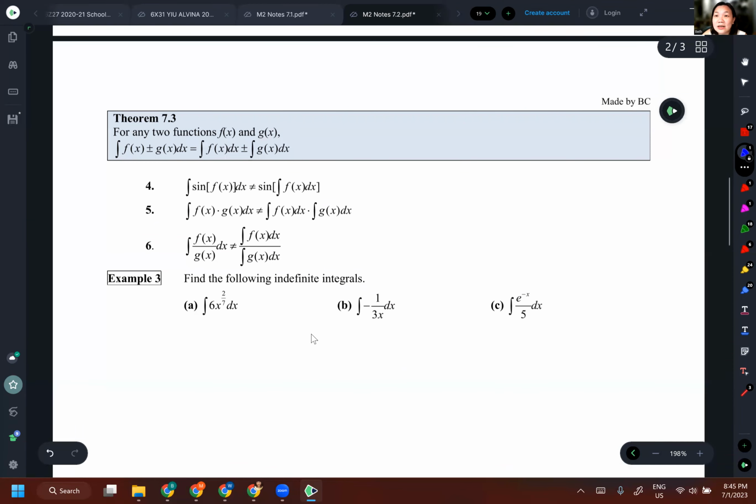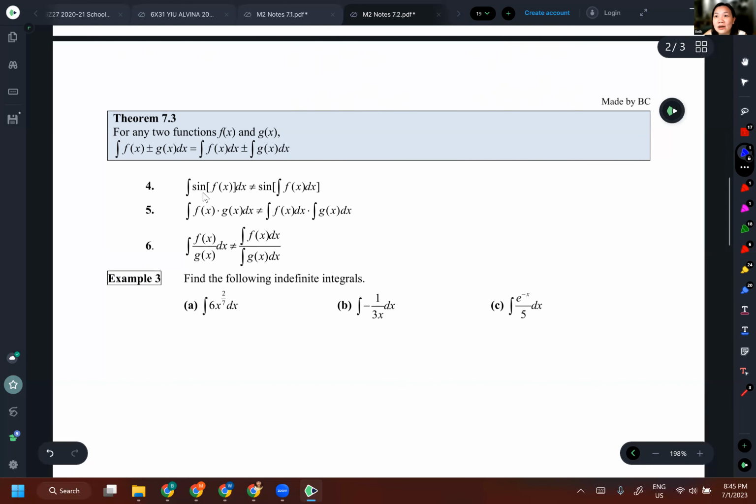Now, as to the addition and subtraction, it's also very easy because in differentiation, addition and subtraction are easy. You can do it separately. Then integration, you can also do it separately. However, anything else you cannot take out or do separately.